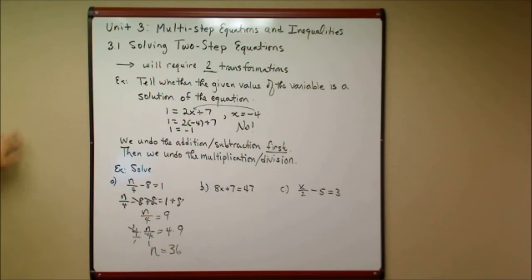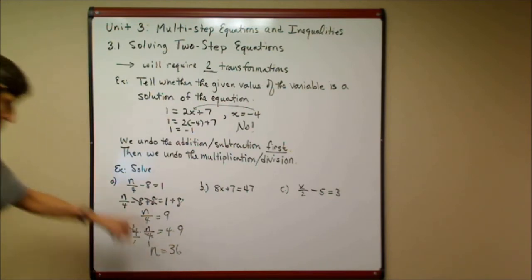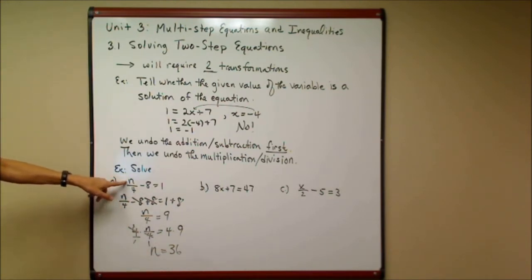Now you can check your answers. Plug the 36 back in for the variable here. I'm going to do it just using a little mental math. 36 divided by 4 is 9. 9 minus 8 is 1. That looks like it's a good answer. I'm going to solve the other equations in similar manner, undoing the adding, subtracting, then the multiplying, dividing.